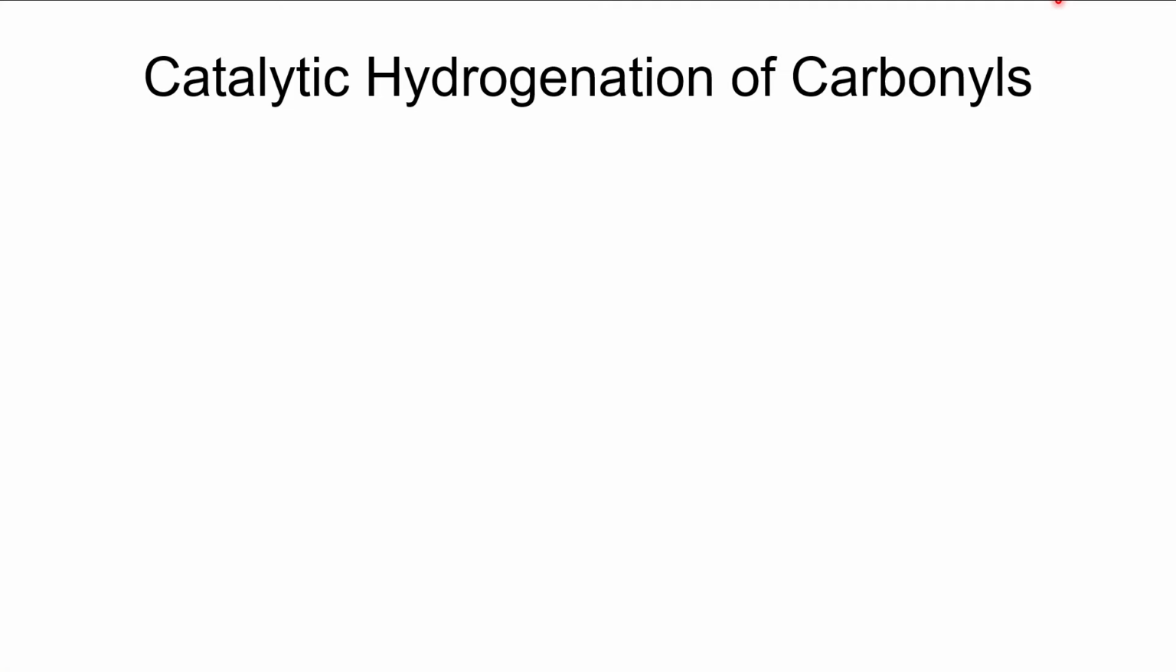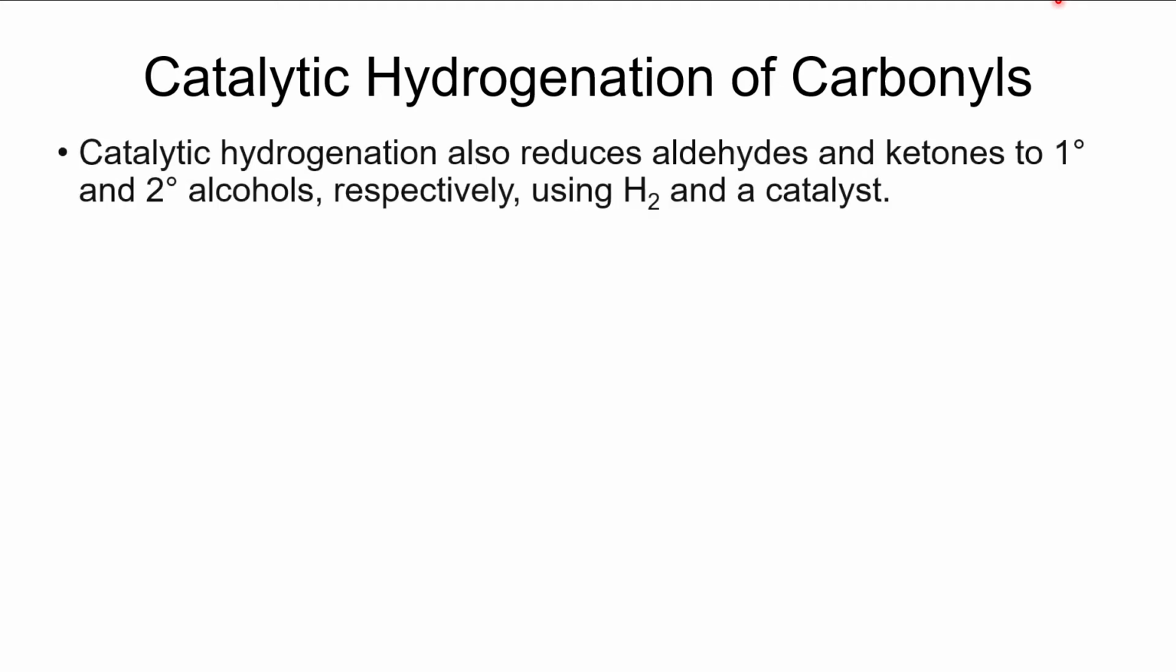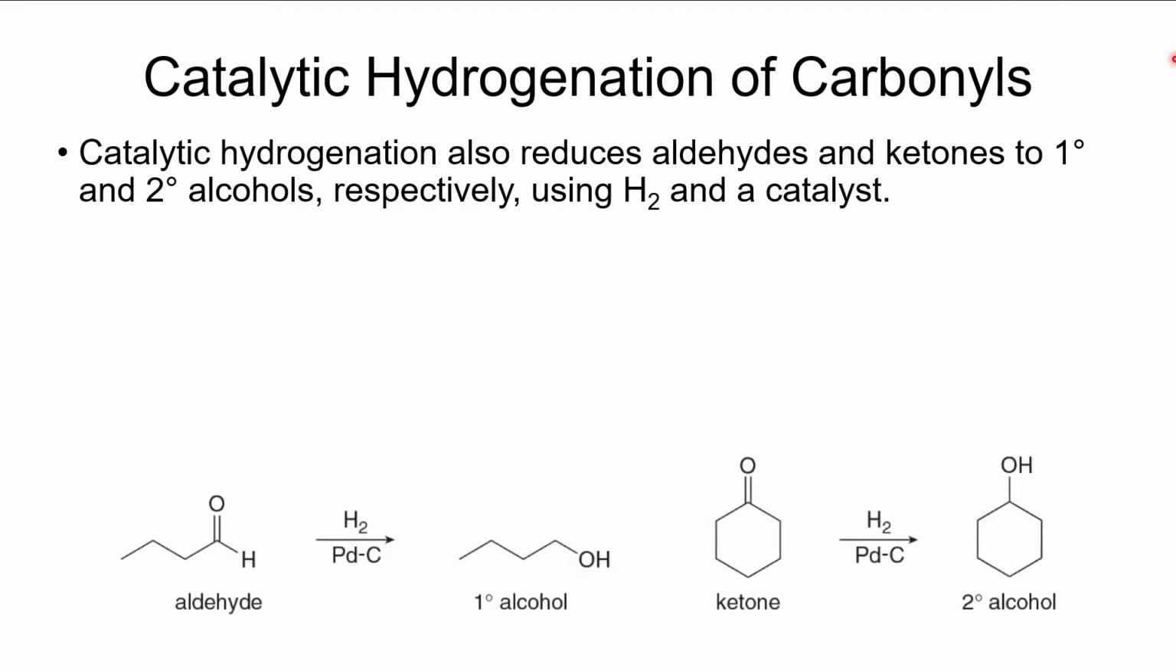Now, it is possible to do catalytic hydrogenation of carbonyls with hydrogen and palladium on carbon. We saw this back in chapter 12. So we introduced this ever so briefly back in chapter 12. And so it is possible to take an aldehyde or ketone, treat it with hydrogen and palladium on carbon as a catalyst, and we can hydrogenate that to an alcohol. A very effective reaction.